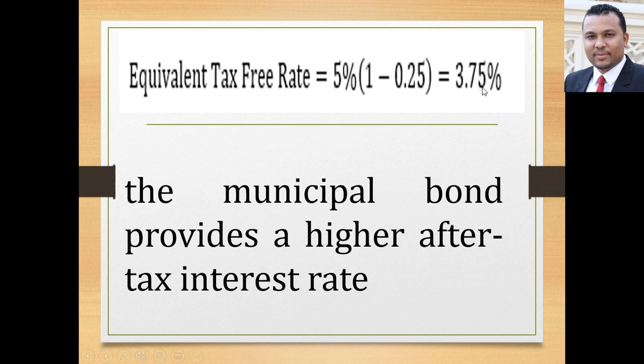3.75%. So when we compare the coupon on the municipal bond, 4%, it is higher than the equivalent tax-free rate for the corporate bond, which is 3.75%. So we recommend investing in the municipal bond with a net return of 4%, while the corporate bond net return equals 3.75%.